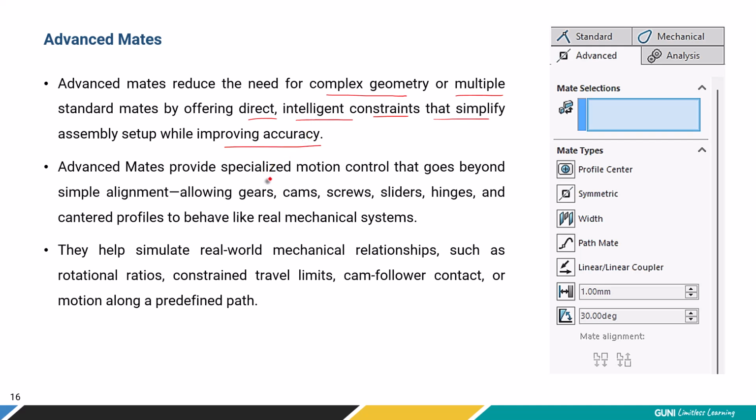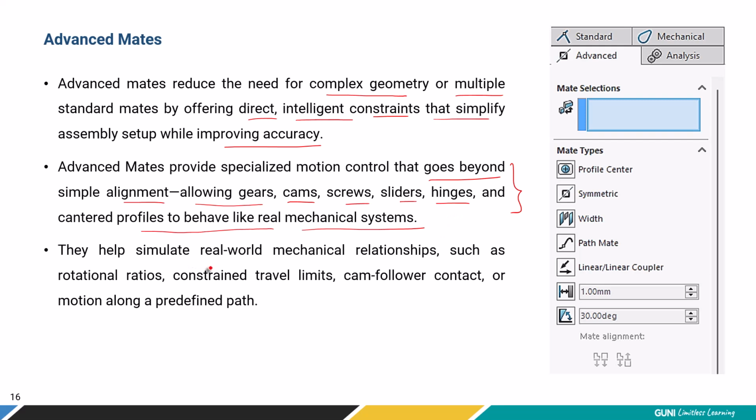Now, it also provides specialized motion control that goes beyond a simple alignment. So, allowing gears, cams, screw, sliders, hinges, and centered profile to behave like a real mechanical system. Such achievement in assembly is not possible by standard mates. That's why SolidWorks provides the advanced mate.